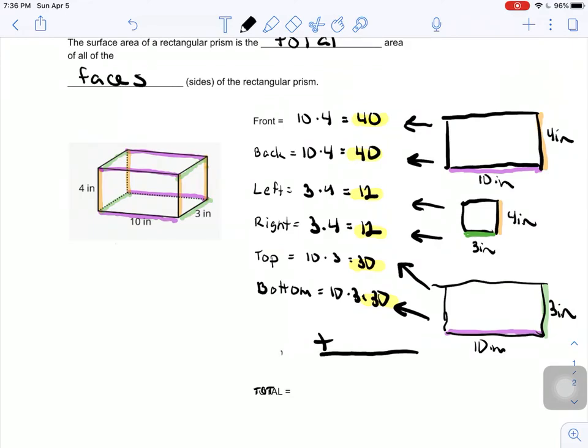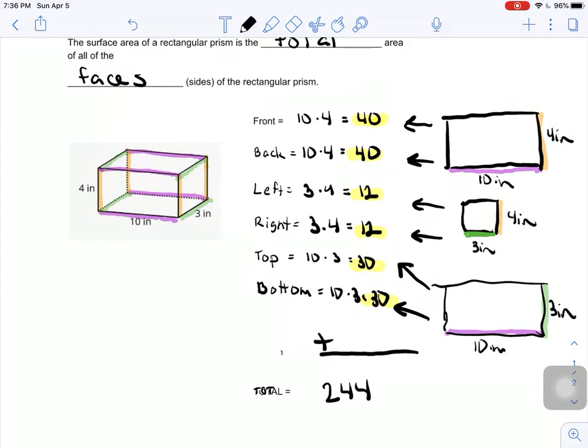So 40 plus 40 is 80, 30 plus 30 is 60, and then 12 plus 12 is 24. So you can add it up that way. You can add these up in any order you want, but you get a total of 244.